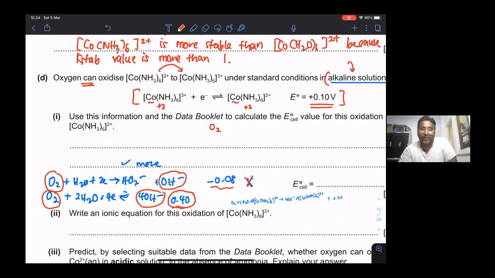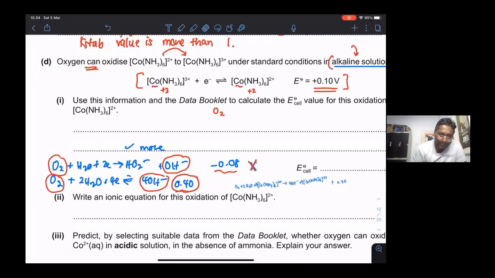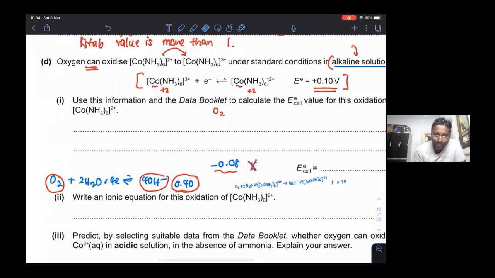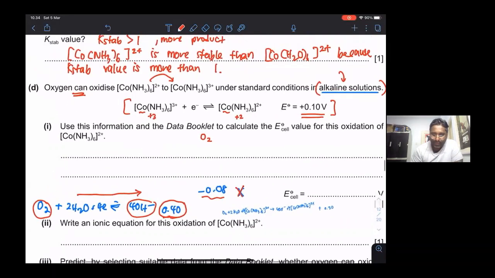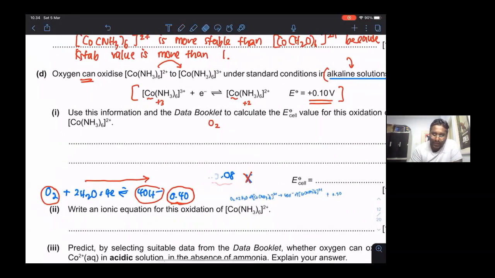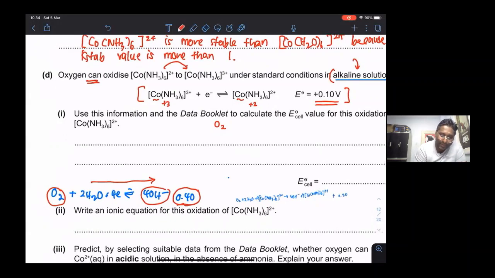0.4 is more than 0.1, so I will erase this reaction first. That will make this reaction go to the right, because it is more positive. The reaction above will end up going to the left because it is less than 0.4. So when you join them together, they want you to calculate the E value.